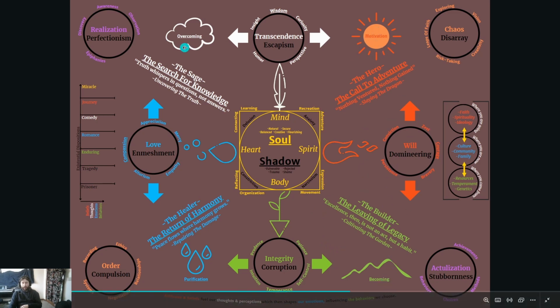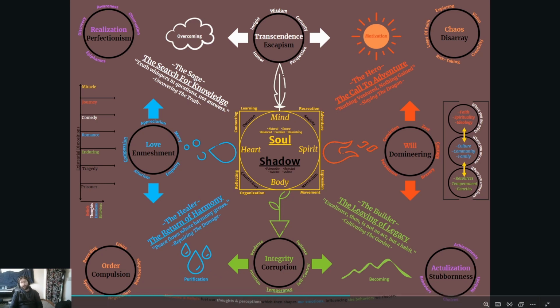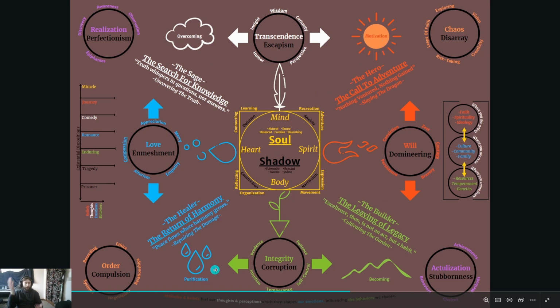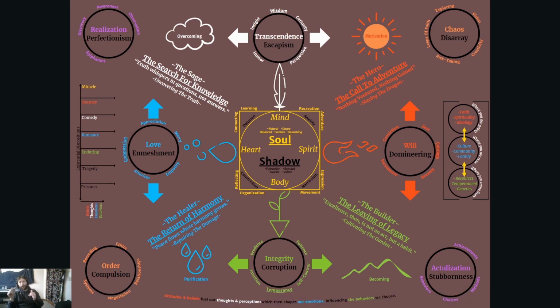On the outside, you see these little elements. I try to make it visually clear. The fire part motivates us. The air part helps us overcome. The water part helps us purify ourselves, our emotions, our minds, and the earth part helps us become. So remember, overcoming and becoming, motivating and purifying. Those are another set of dichotomies that I've set up.